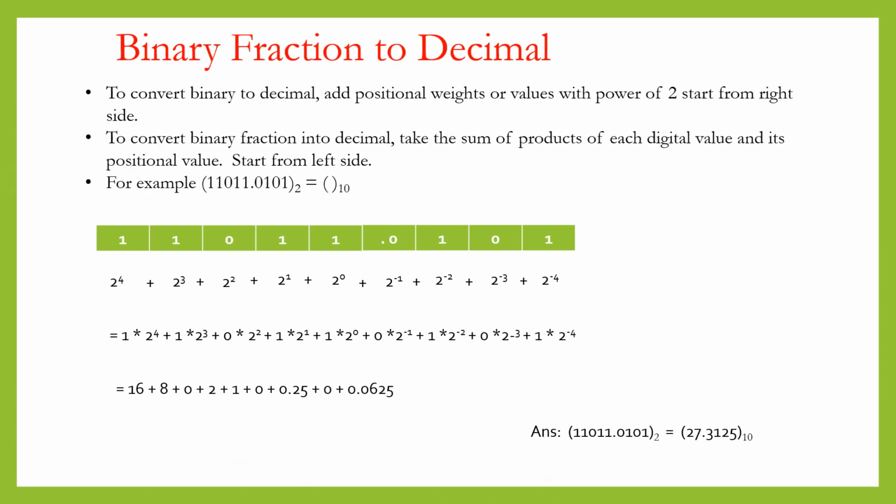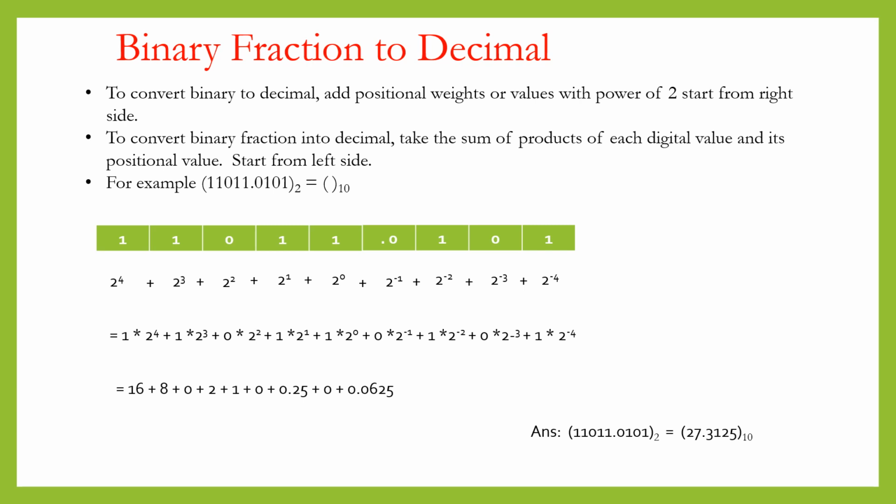So here is the next number conversion method, that is binary fraction to decimal. To convert binary to decimal, add positional weights or values with powers of 2. To convert a binary fraction into decimal, take the sum of the products of each digit value and its positional value. For example, convert the binary number 11011.0101 to its decimal value.